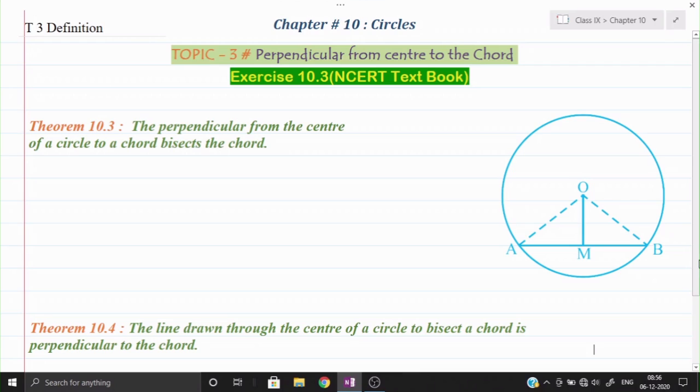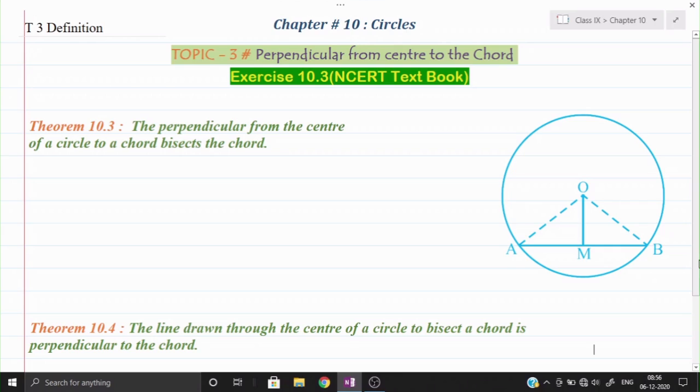These two theorems we need not prove. We shall only understand the statement of the theorems, and further we will see the application of the theorems. So first of all, let us see theorem 10.3. In this it is given that the perpendicular from the center of a circle to a chord bisects the chord. You can see the figure.